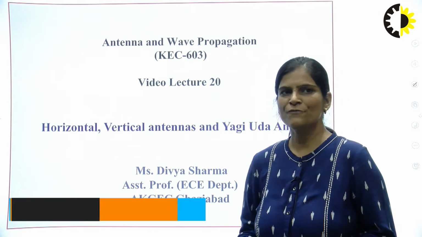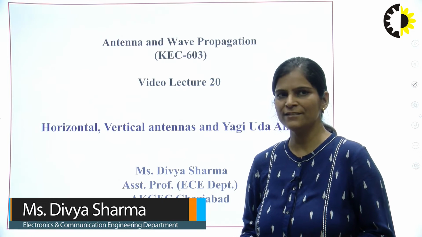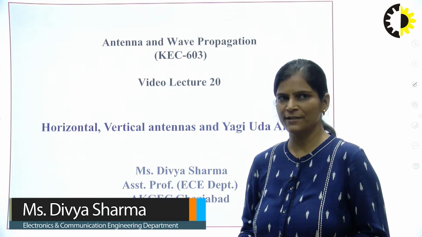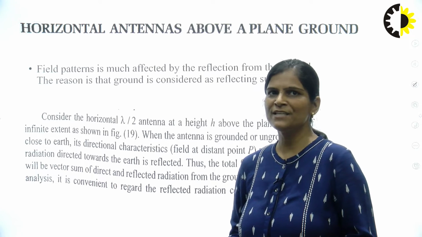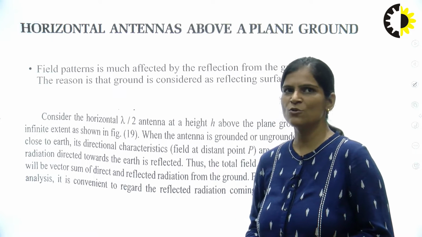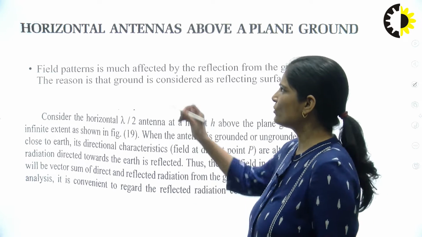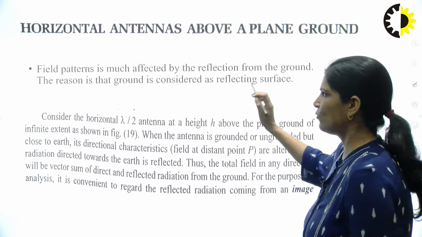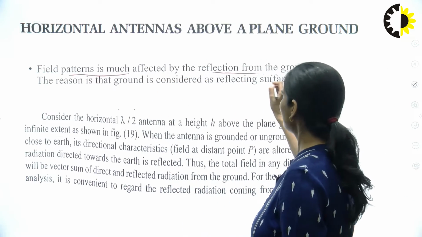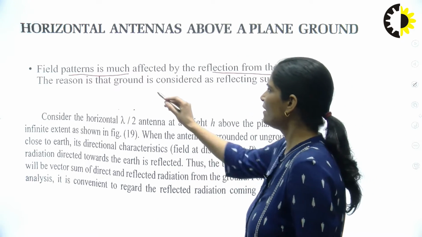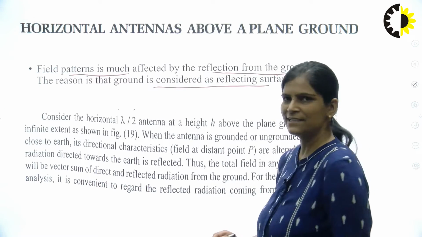So first we will discuss horizontal antenna, then vertical antennas, then Yagi-Uda antenna. First we will start with this horizontal antenna. Now what do you mean by horizontal antennas? Horizontal antennas above a plain ground. It means the field pattern is much affected by the reflection from the ground. The reason is that ground is considered as a reflecting surface.